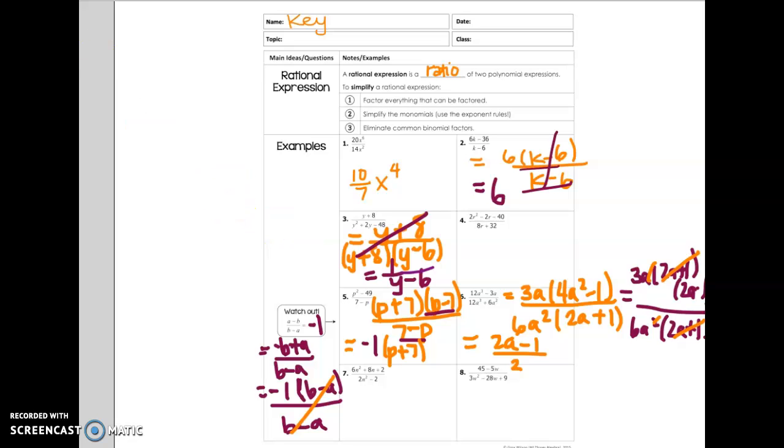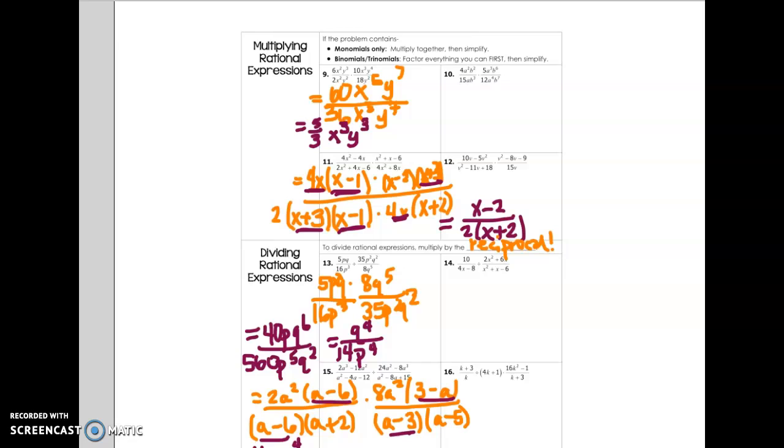All right, so that's this page and some examples. If you want more examples, they are on the video notes complete. Next page, we're going to talk about multiplying. Okay, so if it's just monomials, meaning like what you see in number 9, then we can multiply them all together and then simplify. I also like to do cross-simplifying.